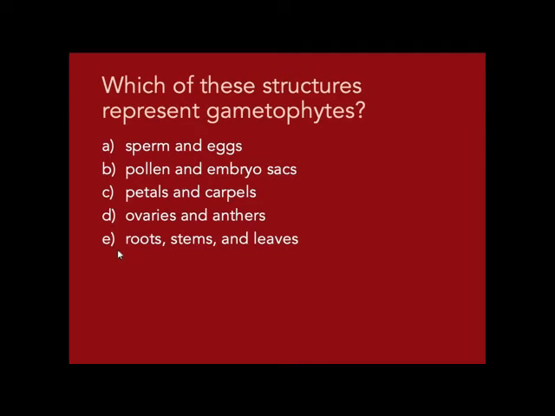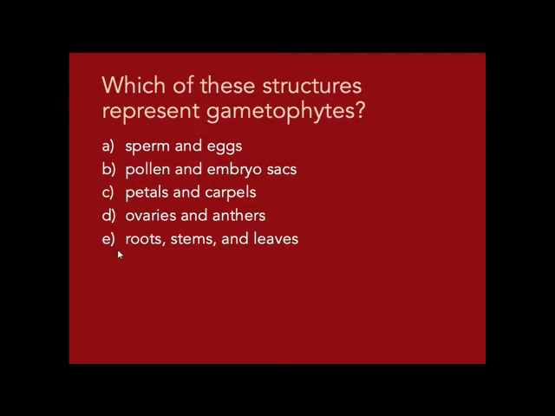All right, so before we go on, let's just make sure we got our vocabulary right. So which of these structures represent gametophytes? Are sperm and egg gametophytes? No, those are gametes. What about pollen and the embryo sac? Yeah, well, the pollen's a gametophyte, and if you call that blue circle an embryo sac, that's a gametophyte.